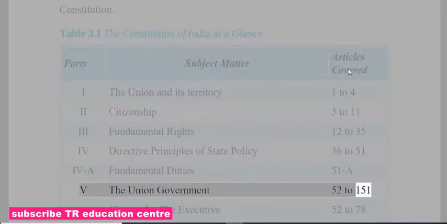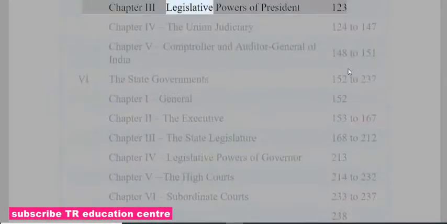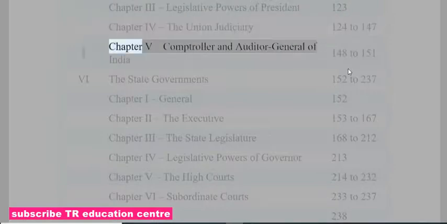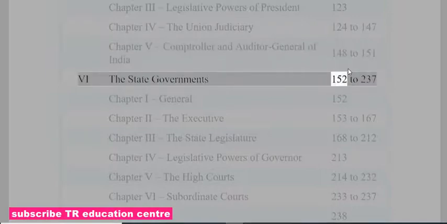Chapter 1. The Executive, 52 to 78. Chapter 2. Parliament, 79 to 122. Chapter 3. Legislative Powers of President, 123. Chapter 4. The Union Judiciary, 124 to 147. Chapter 5. Comptroller and Auditor General of India, 148 to 151. 6. The State Governments, 152 to 237.